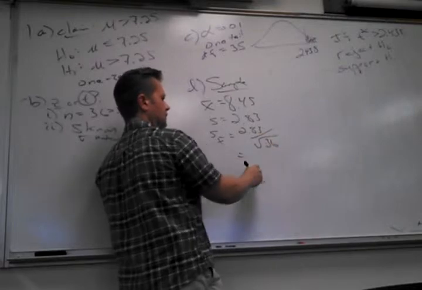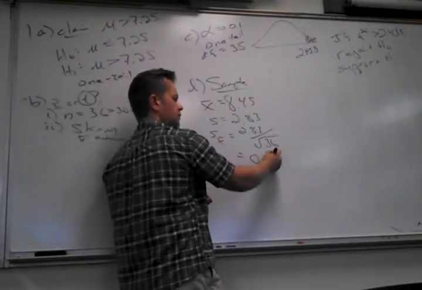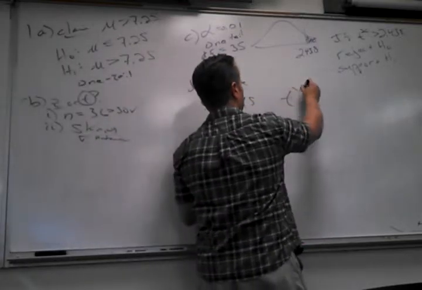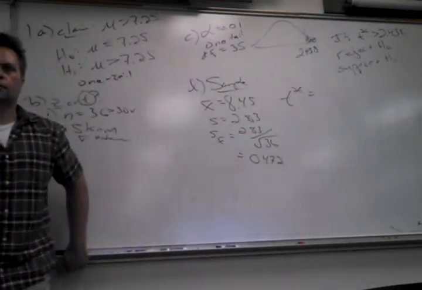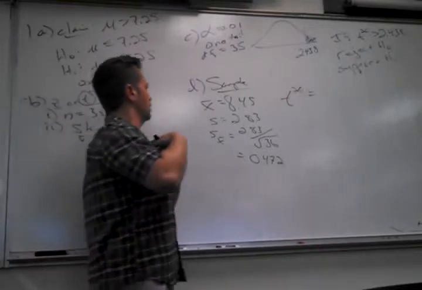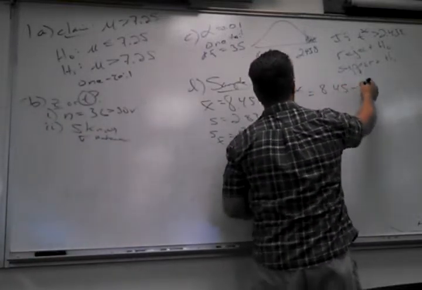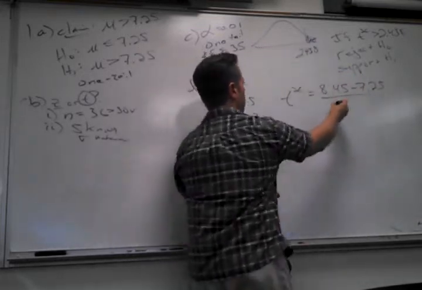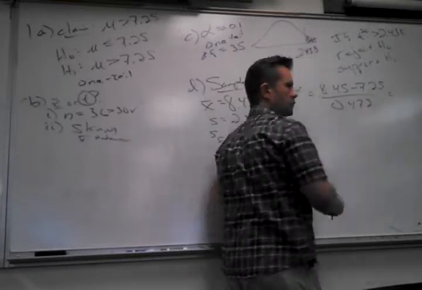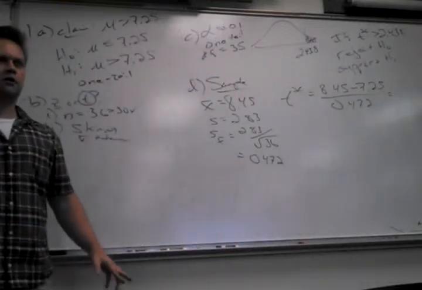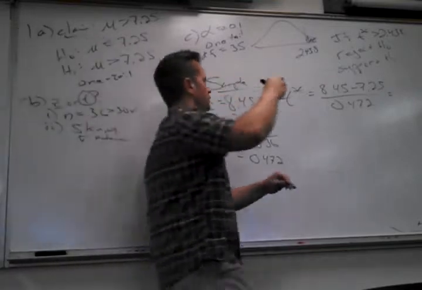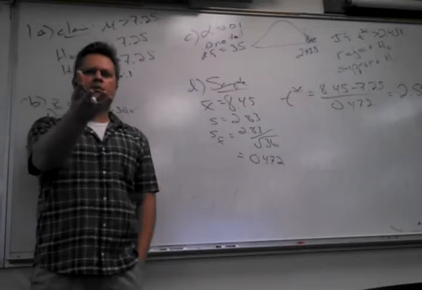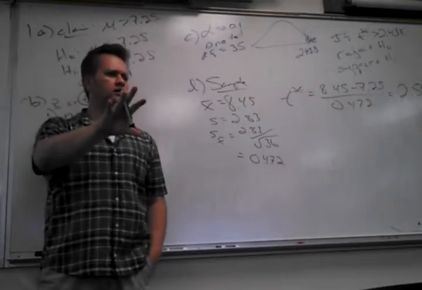So what do you get when you do this? 0.472. And then we make our T, which is really the same as a Z. It's the same formula. So it's going to be our mean minus the accepted middle over the correct standard deviation. And you get something interesting. You should. 2.54. Sweet.